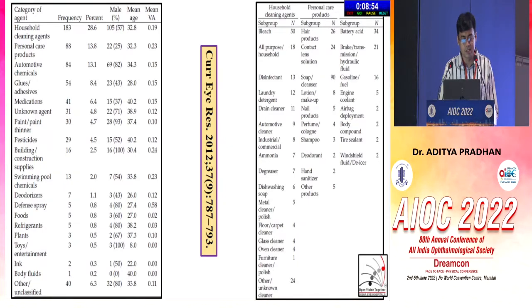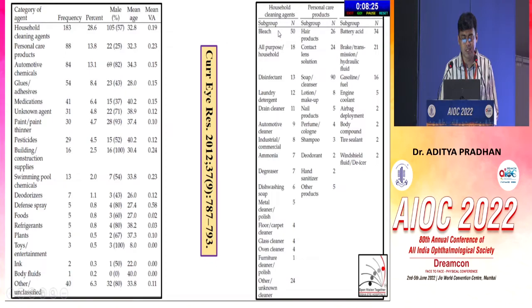If you see the statistics from the developed world, the most commonly implicated agents are household cleaning agents, either the bathroom cleaning acids or the strong alkalis. They constituted around 29% of the total causes of ocular burns, and in males it was around 57%. The next most common were personal care products and automotive chemicals. Then the percentage goes on reducing for the other chemicals which you come across in day-to-day life.